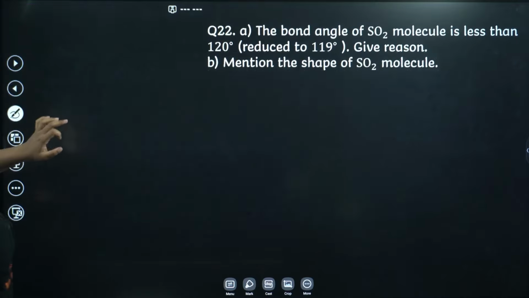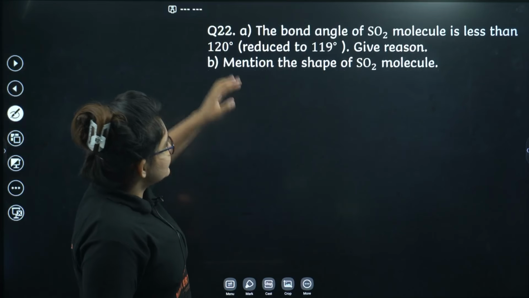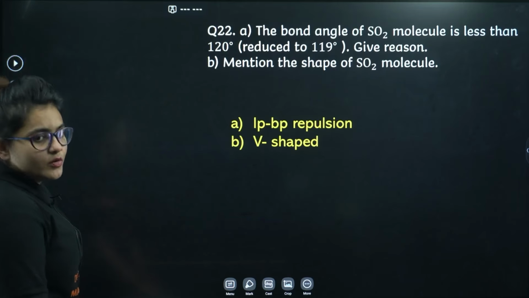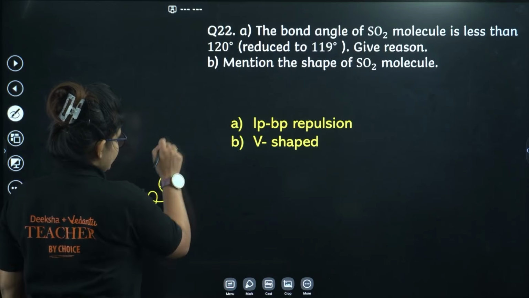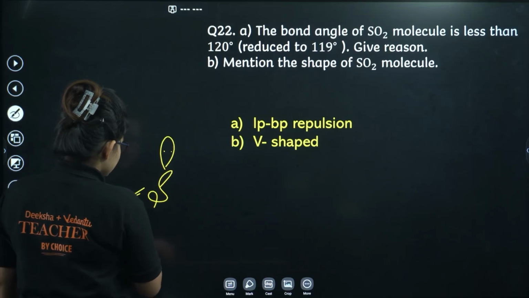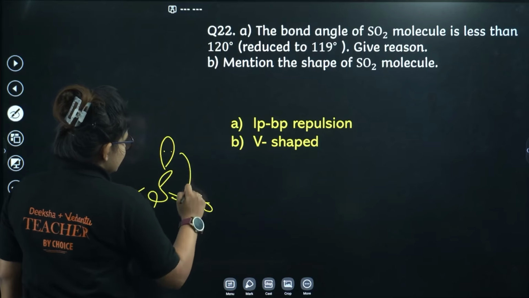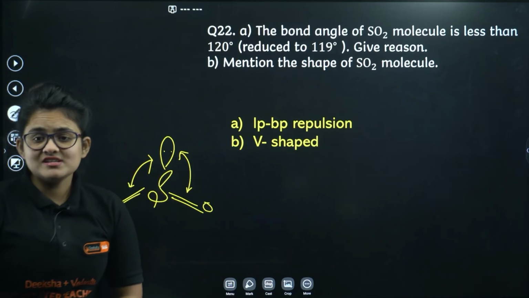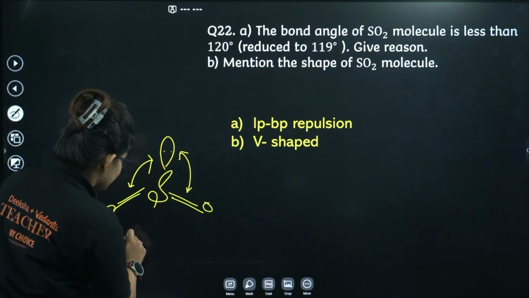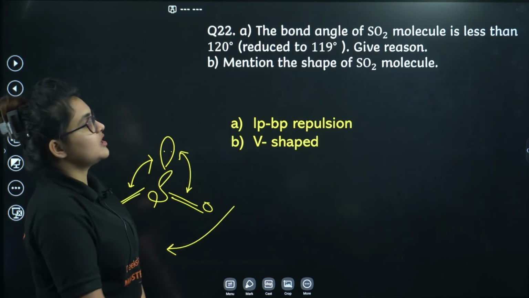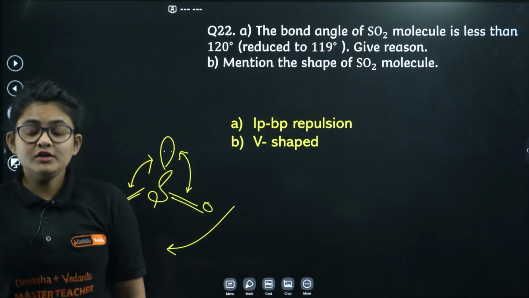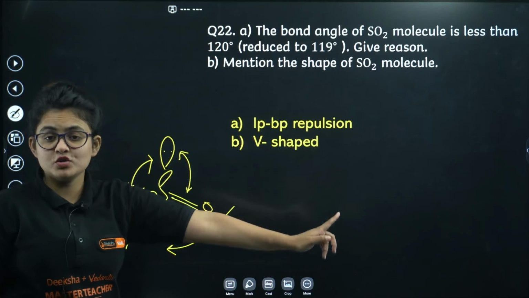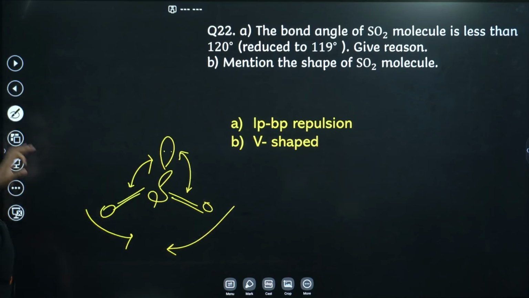Proceed. The bond angle of SO2 molecule is less than 120 degrees. Give the reason. So basically what happens here is lone pair bond pair repulsion. If I draw the structure of SO2, it looks something like that. You can see the lone pair and the pi electron cloud, they will repel each other. As a result of this, the bond angle will be reduced from 120 degrees to 119 degrees. So the main reason is lone pair bond pair repulsion. So the shape of the SO2 molecule is V-shaped, as you can see.